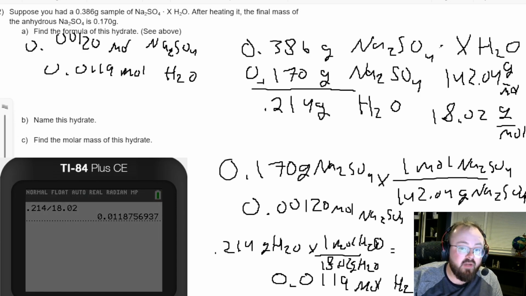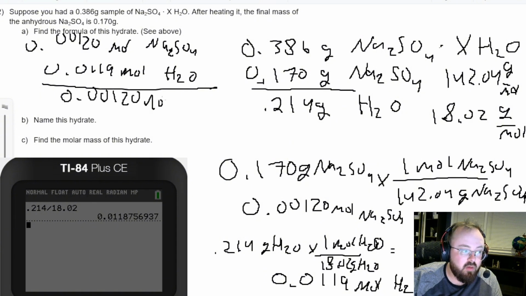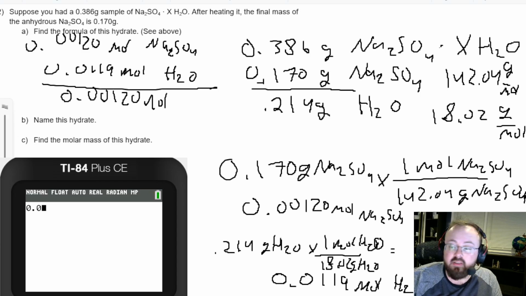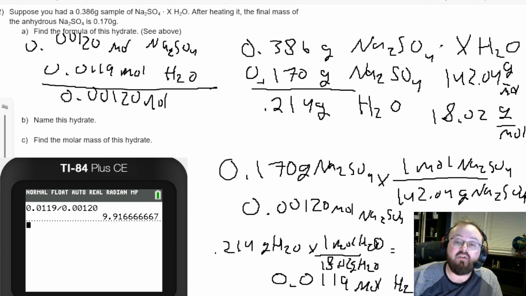So to find our ratio, we are going to take our smaller number and divide it by the other one, 0.00120. We're going to put our smaller number on the bottom. This is just going to give us a nice, neat whole number. We're going to put this into our calculator, 0.0119 divided by 0.00120, and we get this answer. You're always going to round to the nearest whole number, so we're going to have 10 waters.